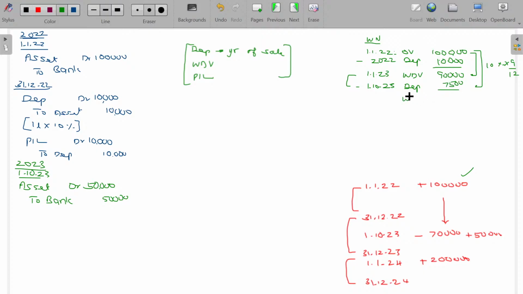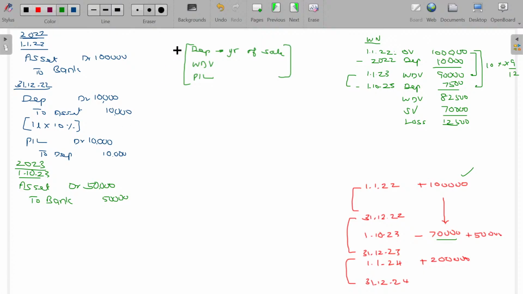Now the WDV as on the date of sale being 82,500 and sale value here being 70,000 rupees. Is that okay? Whenever any asset purchased earlier is planned to be sold halfway through, you have to find out what is the depreciation in the year of sale. Second, what is the WDV at the time of sale. Third, what is the sale value. Based on the sale value, you can decide easily what is the profit or loss on this sale. So now you have a loss here. How much? 12,500 being your loss on sale.